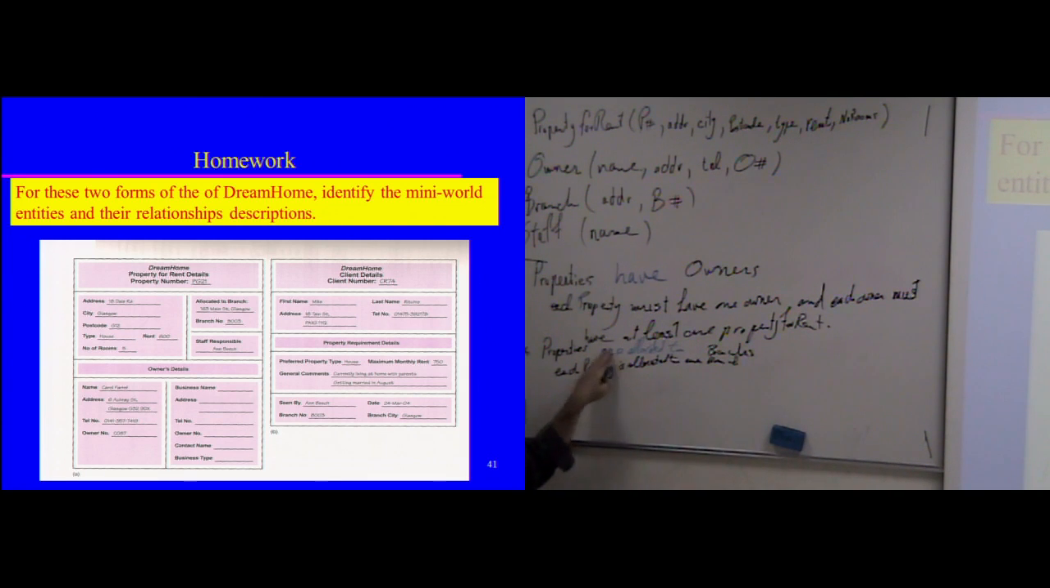See, I'm using the same verb, but I'm trying to find the numbers. Each property, a property, can use all of these, is allocated to, because I'm using the same verb, to how many branches? So in our example here, in our form, one branch. Question? What if there were two branches?